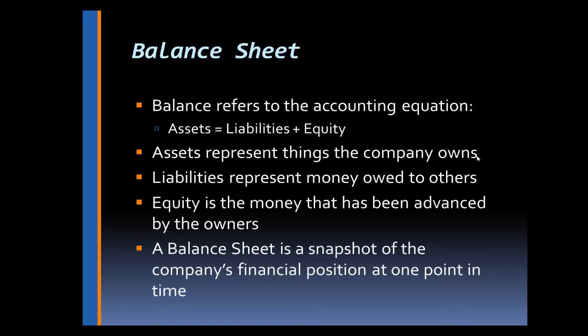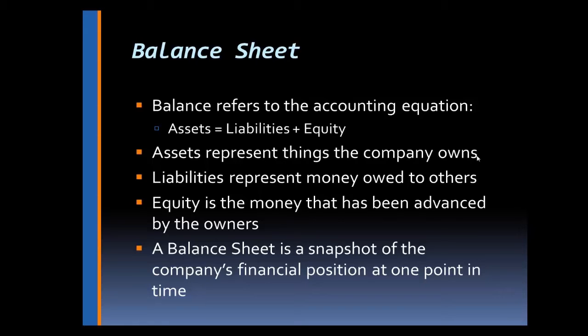Assets represent the things that companies own. Liabilities represent money they owe to others. And the equity is the money that has been advanced by the owners. So if you look at the equation, the assets either have been acquired because we have borrowed money from other people and issued debt to do that, or we have issued equity and got investors to invest money in the company to buy the assets.